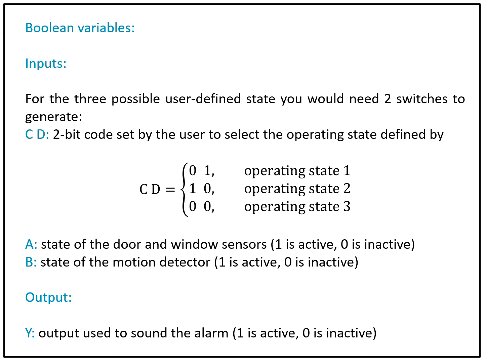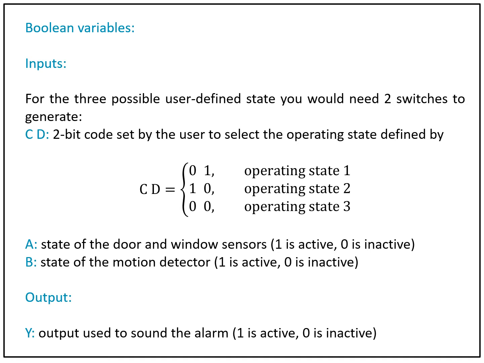Then we have also the state of the doors and windows in the house. So when one of the doors or windows is open, as indicated by the attached sensors, then the state should be 1. Otherwise, it will be 0. So for that, we would need only one binary variable. We call it variable A. And again, it could have a value of either 1 or 0. 1 is active, meaning that one of the doors or windows is open. Otherwise, if it's 0, then they are all closed.